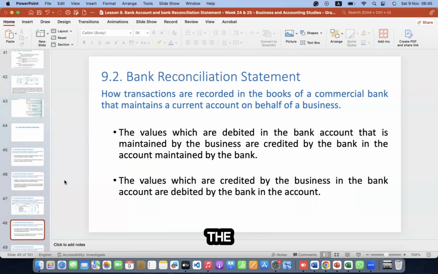Values which are debited in the bank account maintained by the business are credited by the bank in the account maintained by the bank. That is the simple thing I told you. For example, when a businessman deposits money in his business account, in that businessman's records, he is debiting the account, whereas from the bank's perspective, they are crediting the account. Values which are credited by the business in the bank account are debited by the bank in the account.